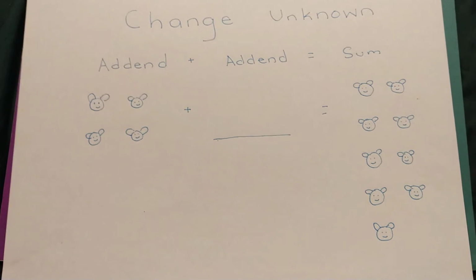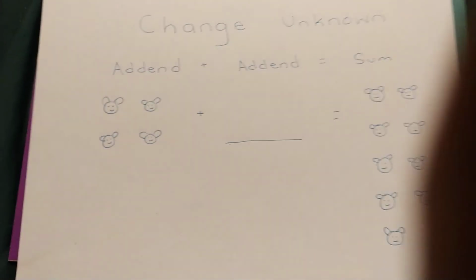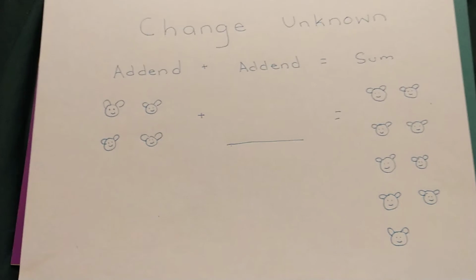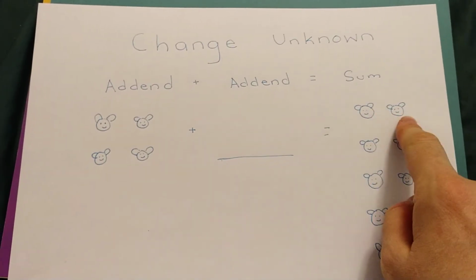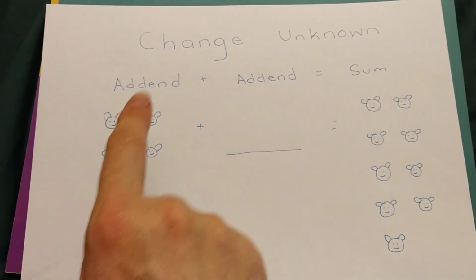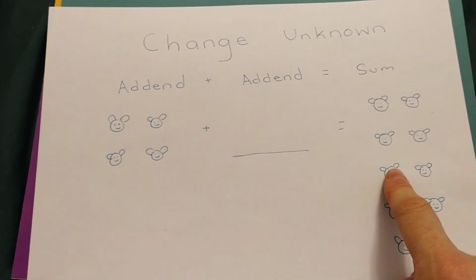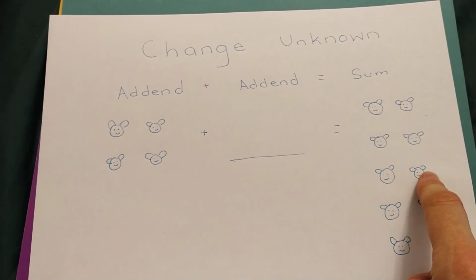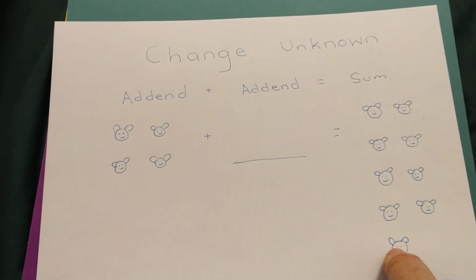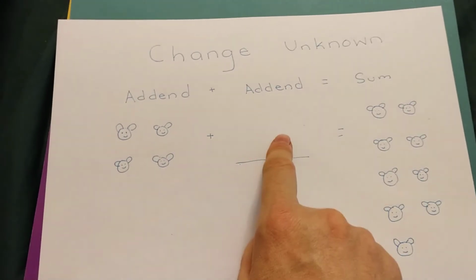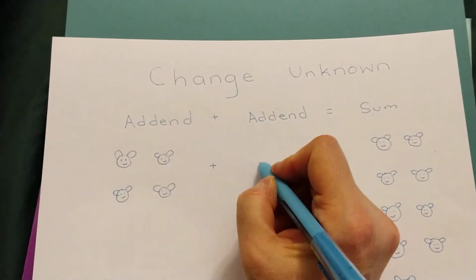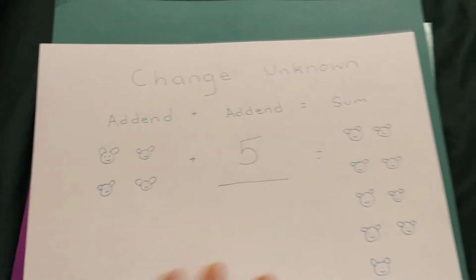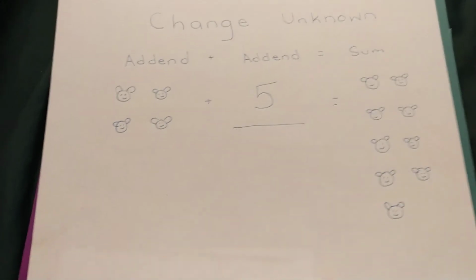So what can we do to solve this problem? Well, we could start with 4 and then add up to 9. So we have 1, 2, 3, 4, which are the original 4. So then we count 1, 2, 3, 4, 5. So 4 plus 5 more made the 9. So let's see. Does 4 plus 5 equal 9? I believe it does.